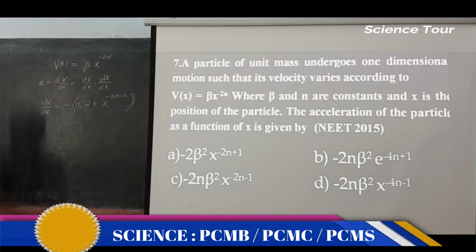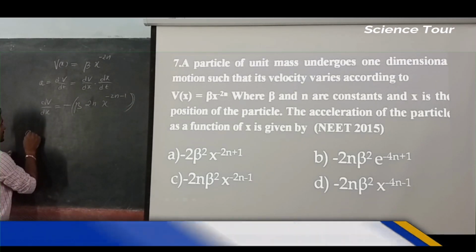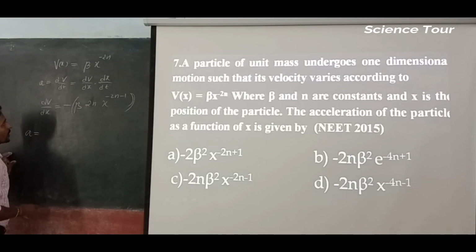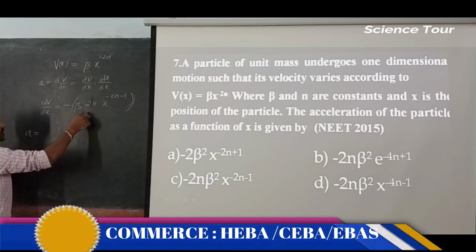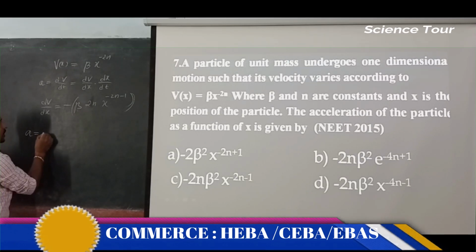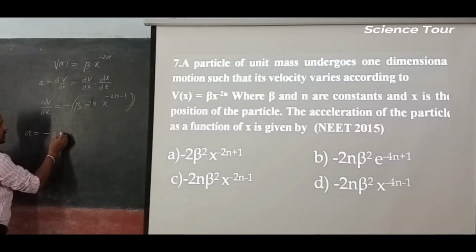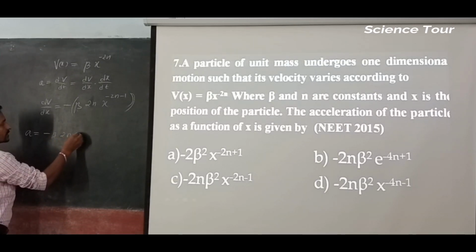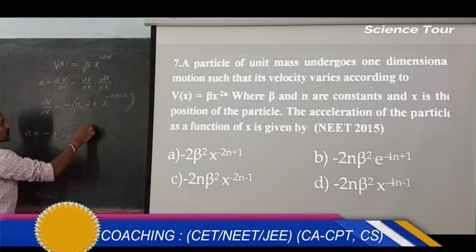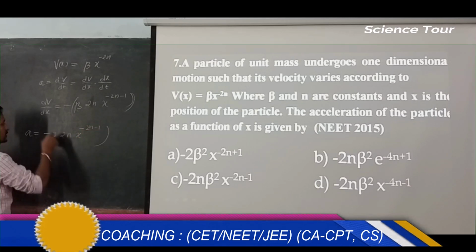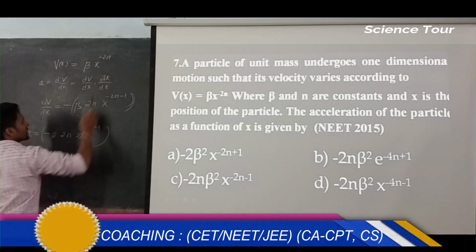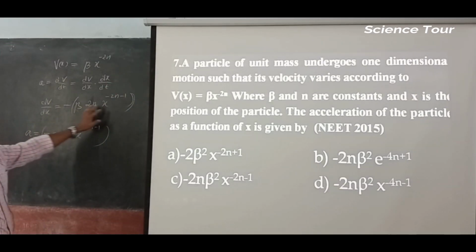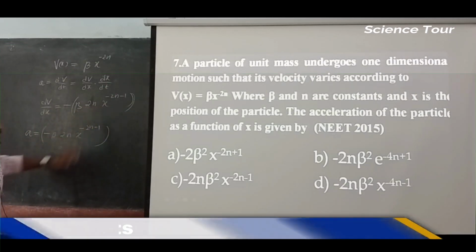Now, acceleration as a function of time, they have asked. Acceleration is equal to dv by dx, which is nothing but this much, that is minus beta 2n x to the power minus 2n minus 1, into dx by dt. I can write it in this way.